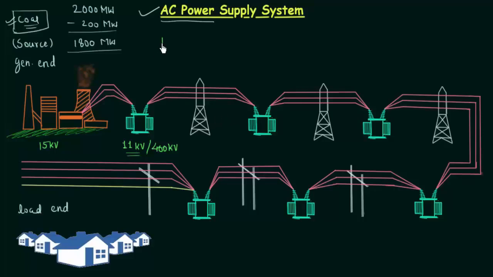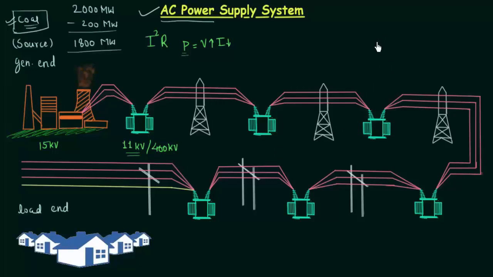Aluminium and steel will definitely have some resistance, and as current flows through this wire there will be I squared R losses. Now if you increase the voltage from 11 kV to 400 kV, the current will decrease. The current decreases because power is constant and power is equal to VI. So if you increase V, I will decrease to maintain the same power. This is the reason we are stepping up the voltage from 11 kV to 400 kV.